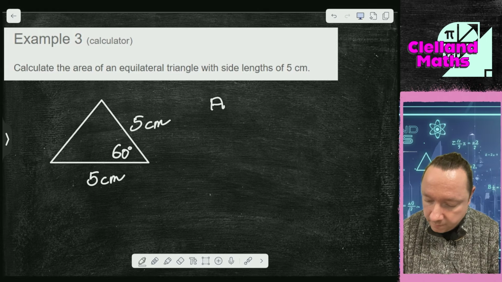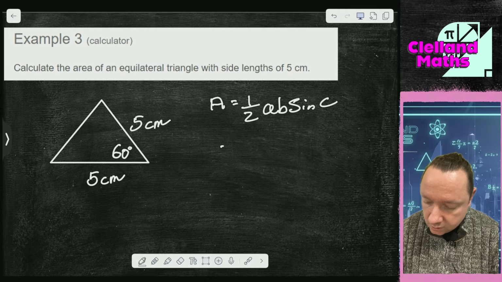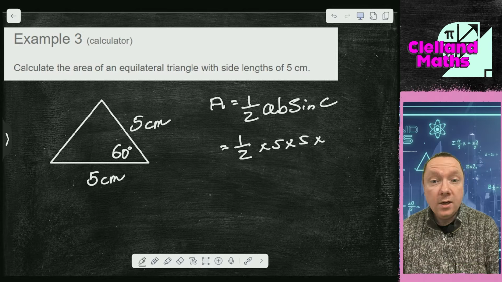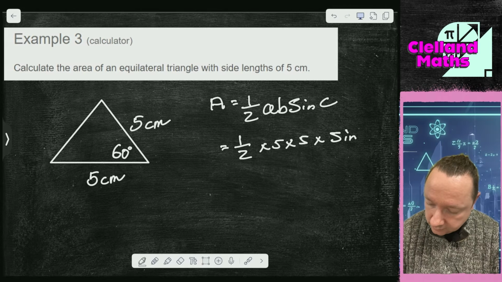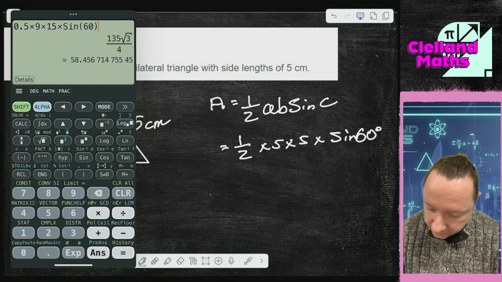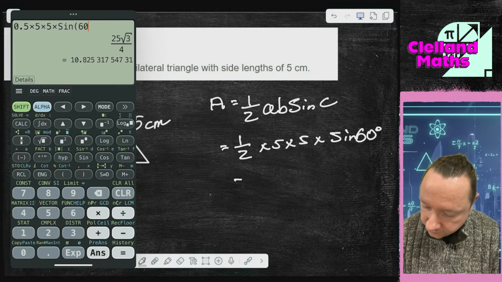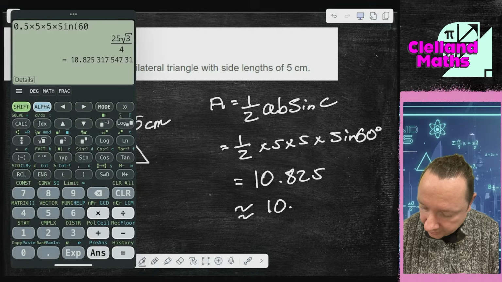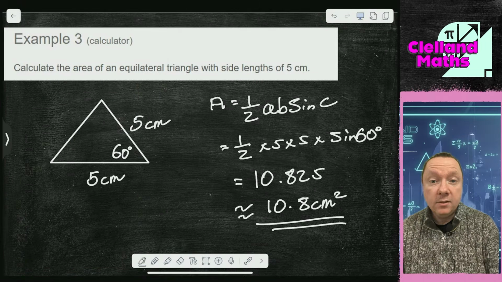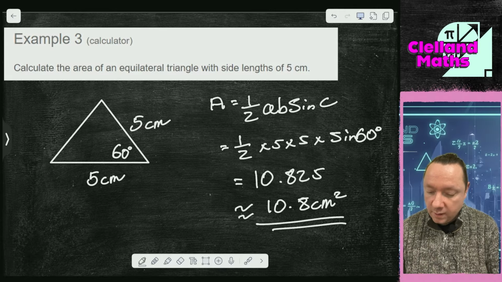And then its area equals a half AB sine C. So that's a half times 5 times 5 times the sine of the angle in between, which is 60. Get my calculator for that then. A half, 0.5, times 5 times 5 times sine 60 is 10.825, or about 10.8 centimetres squared to 1 decimal place. Always write down your unrounded answer first. If the question's not asking you to round, it doesn't matter that much.